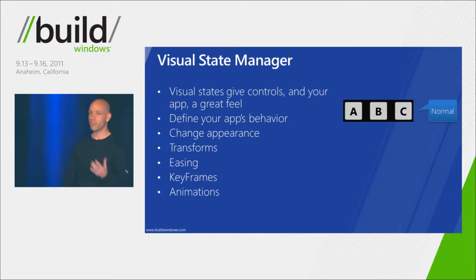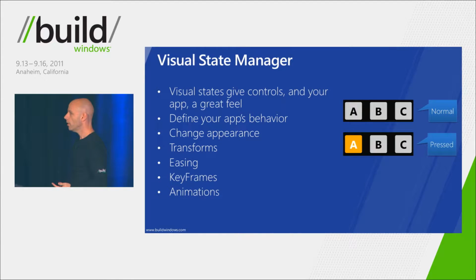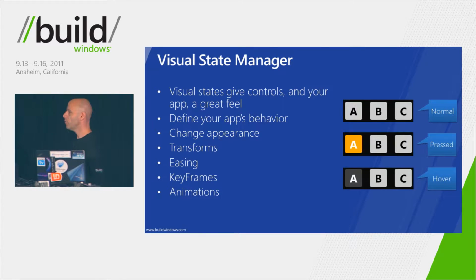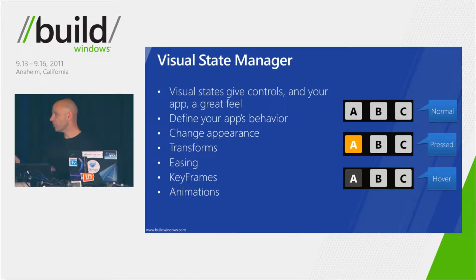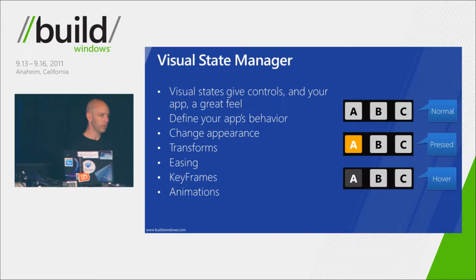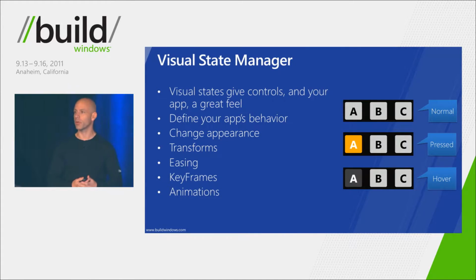So here we've got the same buttons we saw previously in a visual state I created called normal. Here's one with a press state where the button turns orange, and you notice the inverse color for the A. The foreground color turns white. And we've got a hover state as well. And these are just names I made up for my visual states. You can call them Moe, Larry, and Curly if you want to.